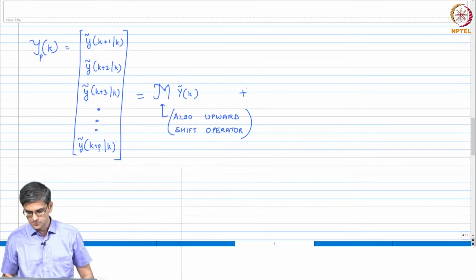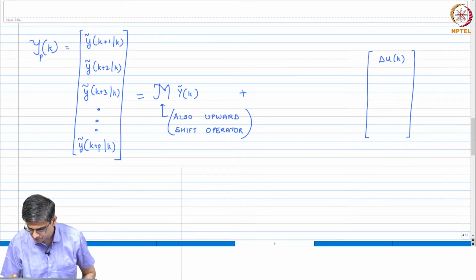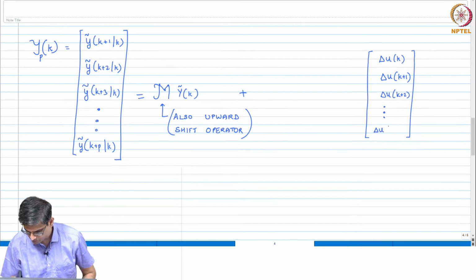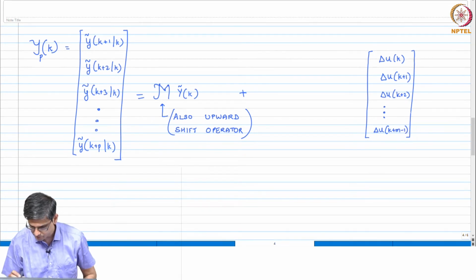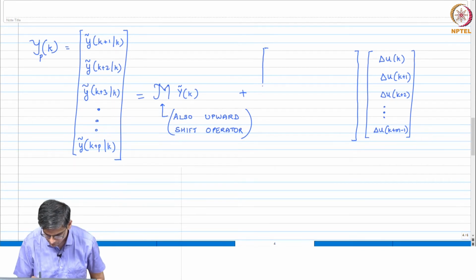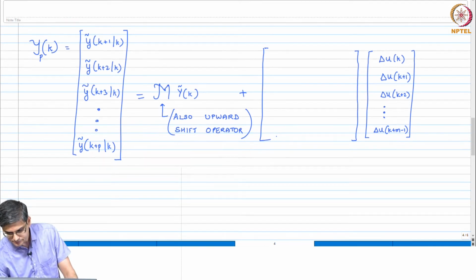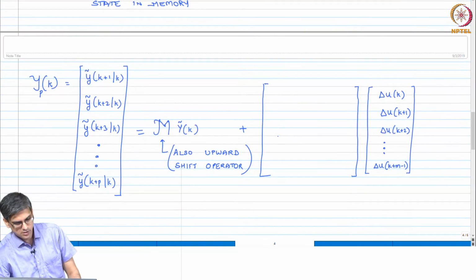Plus the effect of inputs, okay, and we are going to define the future inputs as another vector. Let us start populating this, okay.